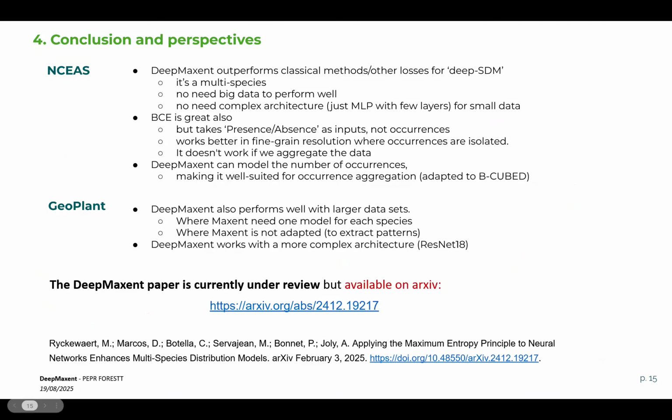In conclusion, DeepMaxent performs well on both cases: when we have small data, where deep learning approaches are usually challenging, and on the large datasets, where it offers a clear computational advantage, since only one model is required instead of 1,000 models. The paper describing DeepMaxent is currently under review, but available on arXiv.